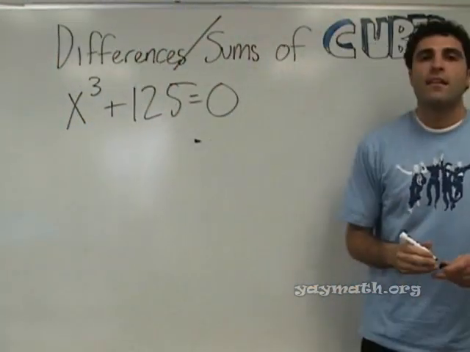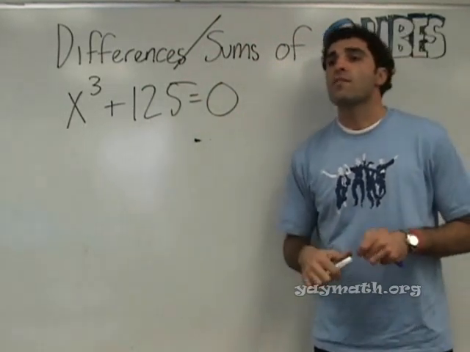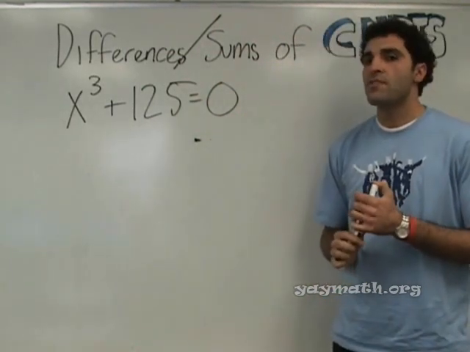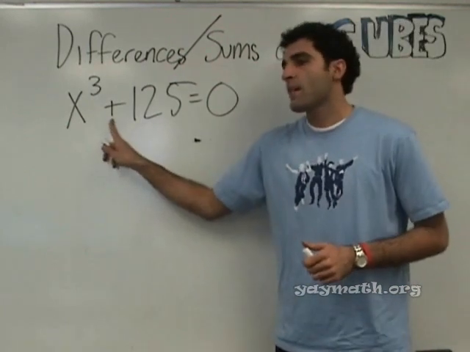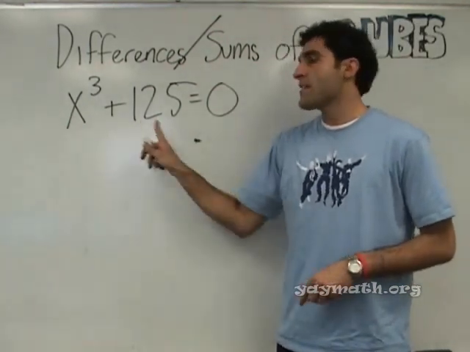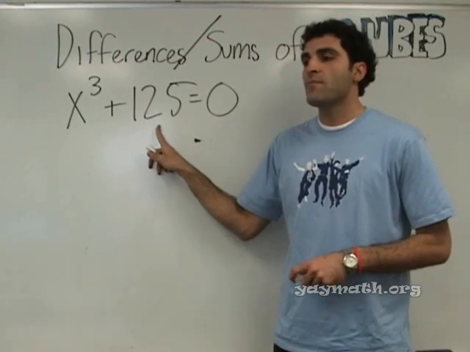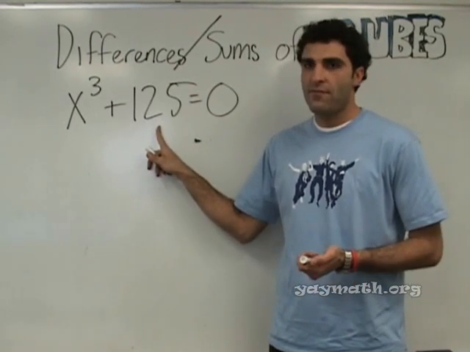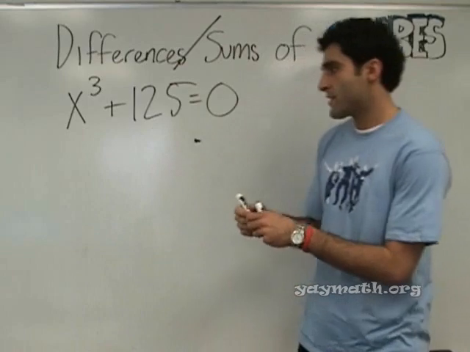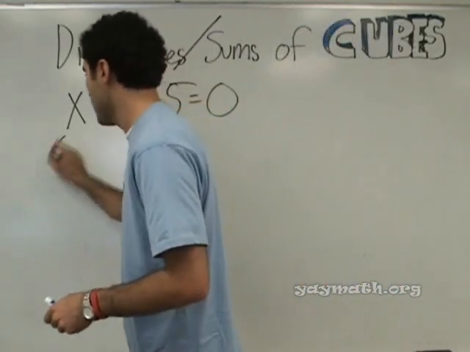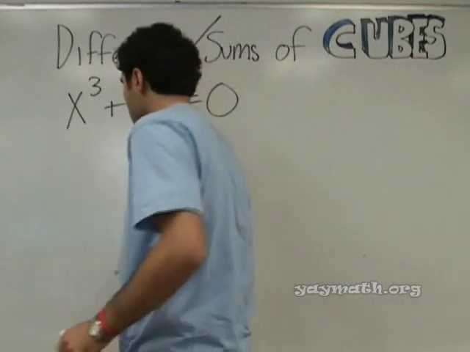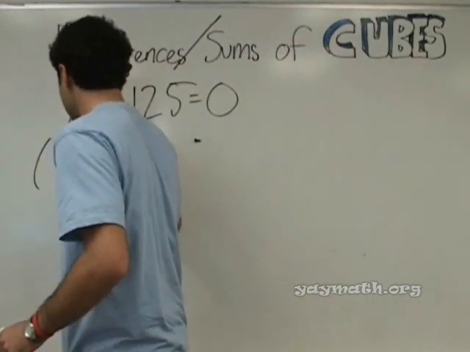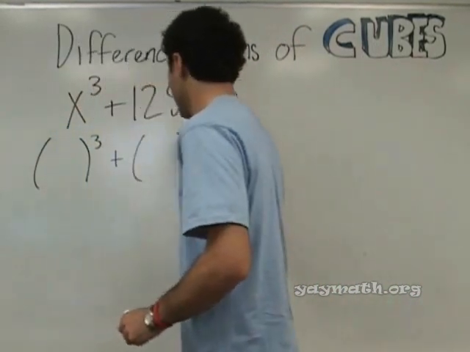Is this a difference or sum of cubes? It's a sum of cubes, right. This is a sum. This is a perfect cube. Is this a perfect cube? Yeah. What times what makes it? 5. Okay, so let's first do our thing where we write it as a sum of cubes. So over here, cube plus cube.